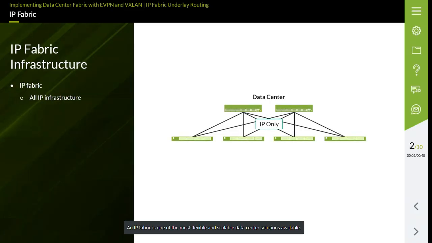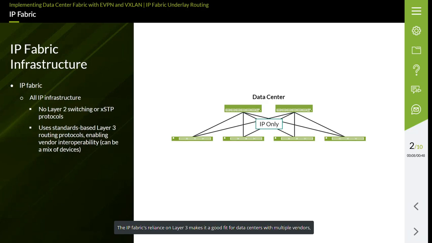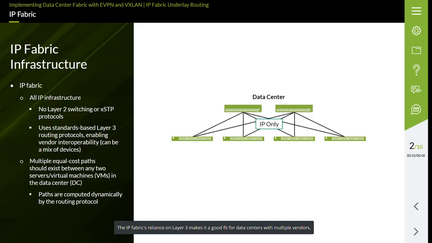An IP fabric is one of the most flexible and scalable data center solutions available. The IP fabric's reliance on Layer 3 makes it a good fit for data centers with multiple vendors, as it does not involve proprietary features or protocols. Some of the most complicated tasks in building an IP fabric are assigning all of the details such as IP addresses, BGP autonomous system or AS numbers, routing policy, loopback address assignments, and many other implementation details.